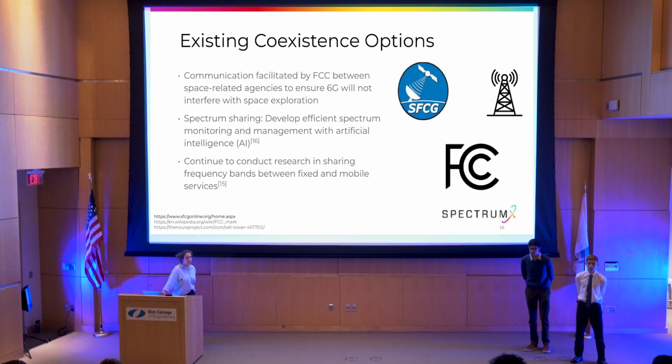So we're going to talk about a couple of possibilities for how to mitigate the coexistence issues with 6G. One is communication facilitated by the FCC between space-related agencies and 6G developers to catch this problem early while 6G is being developed. There are also possibilities for spectrum sharing, which we're going to talk about in the next slide, of changing the way that spectrum allocation is done so that different things can operate within the same frequency bands. And then there needs to be continued research in how frequency bands can be shared between fixed and mobile services. DISH is currently trying to do some research in 5G, and hopefully this research would also apply to 6G.